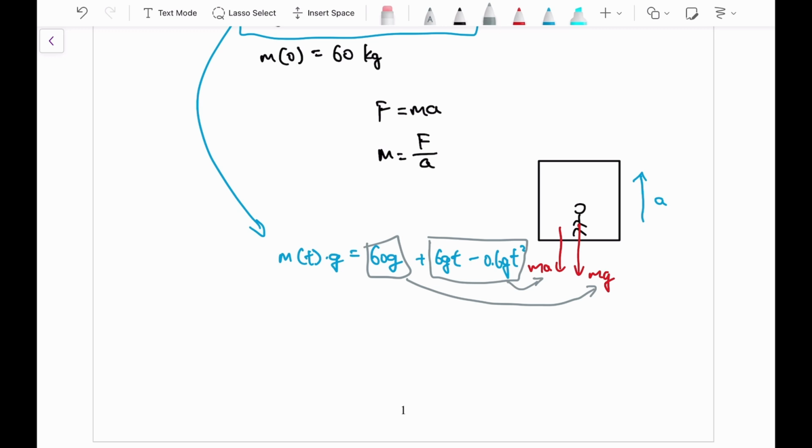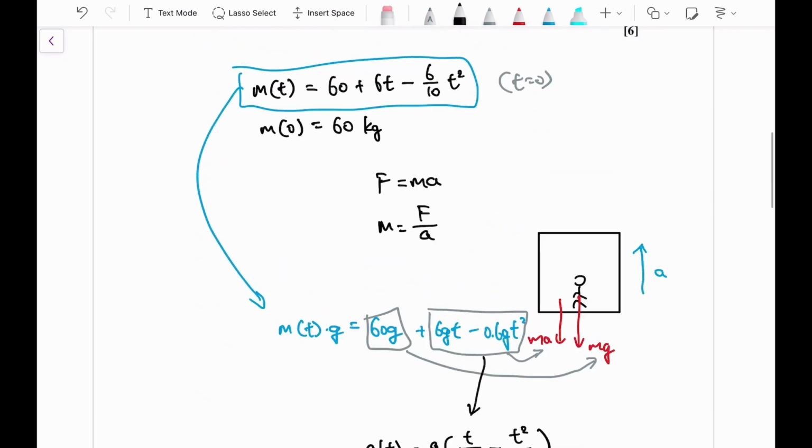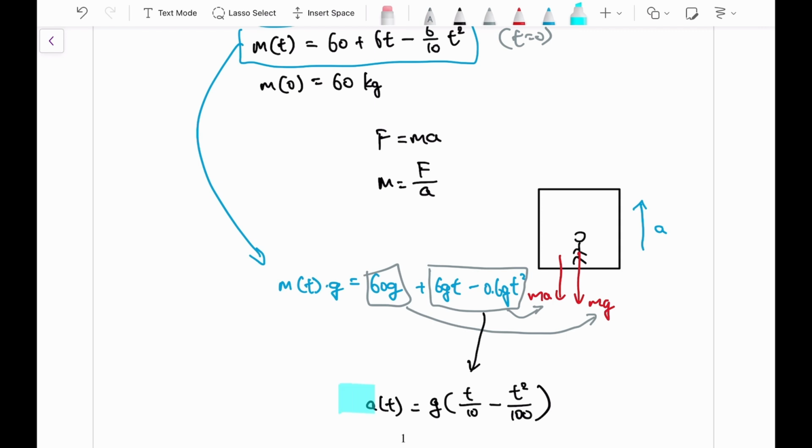And so let me use the black pen again. This becomes divided by 60, so let's factor out the g, and then divide by 60, so that's t over 10 minus t squared over 100. Yes, this essentially becomes the previous equation. This is essentially the acceleration, and this will be the answer for question A.